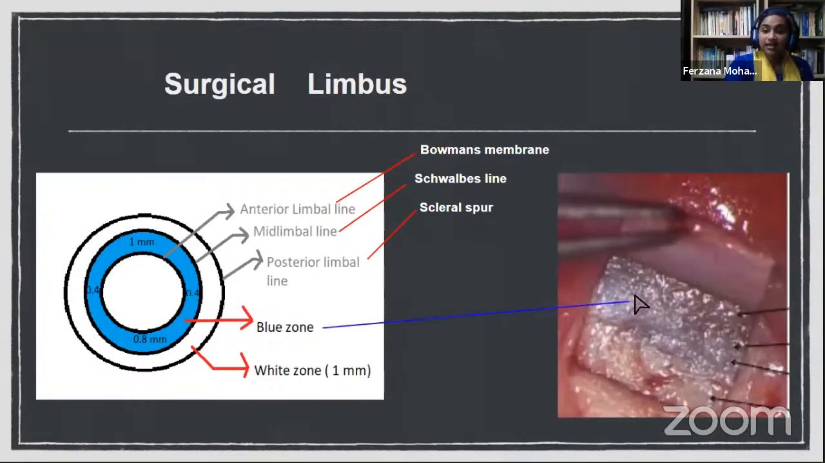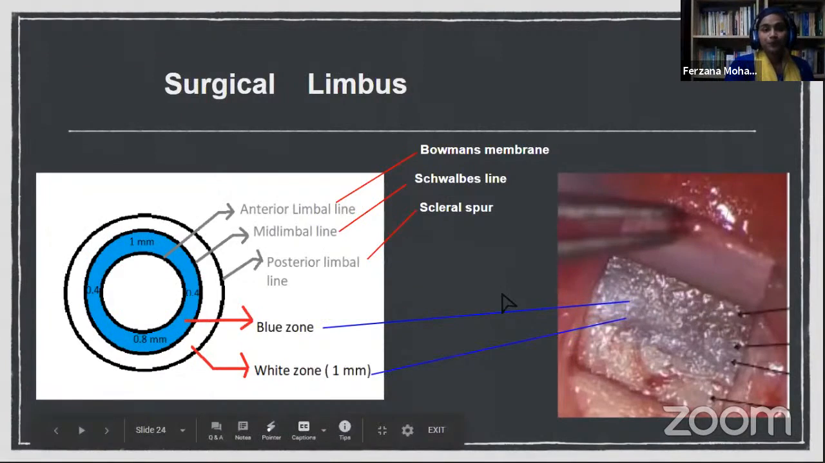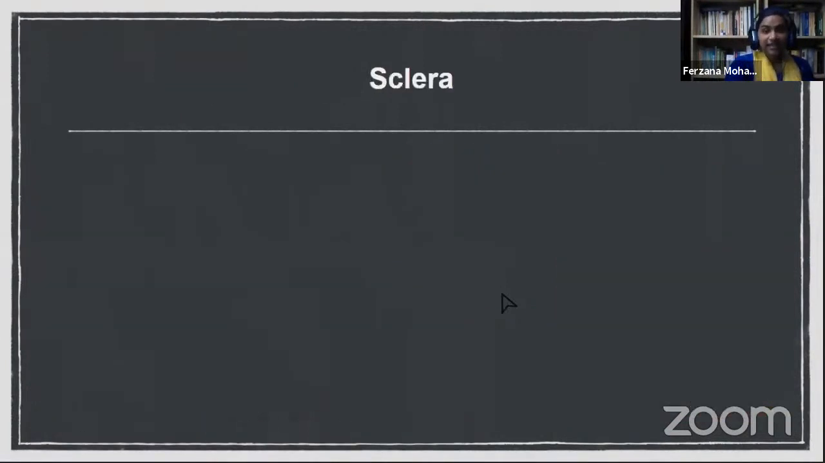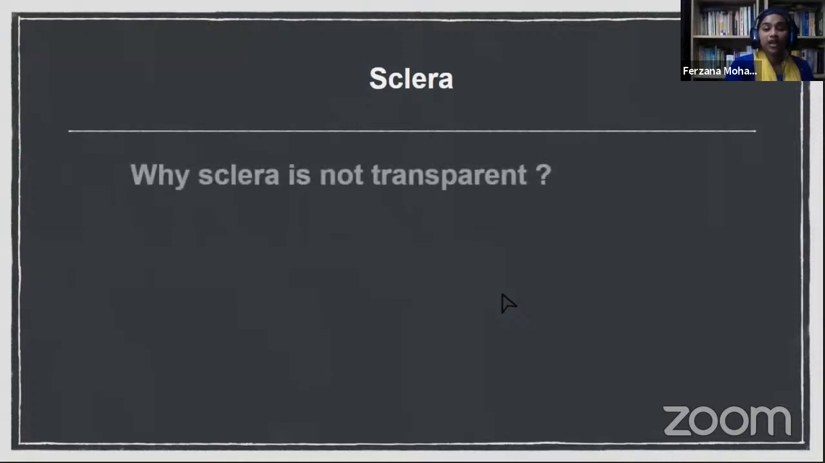And this area is the blue zone. And here you have the white zone. This is coming to the sclera. Both sclera and cornea are composed of collagen. However, the cornea is transparent while the sclera is not.